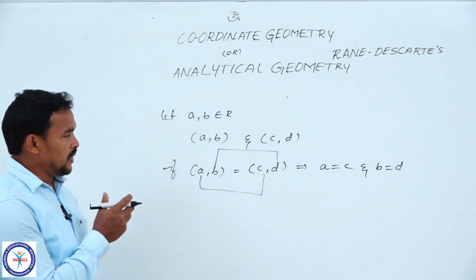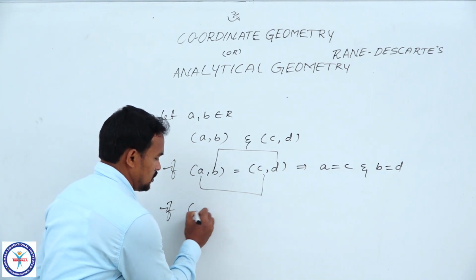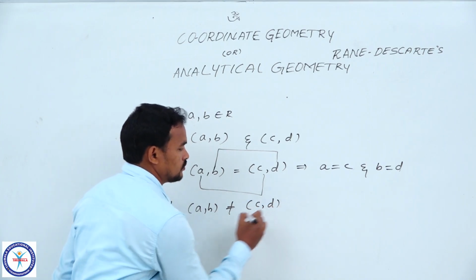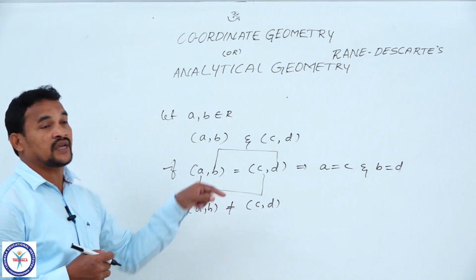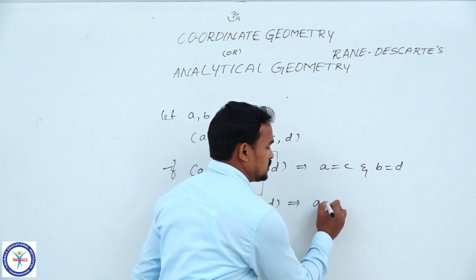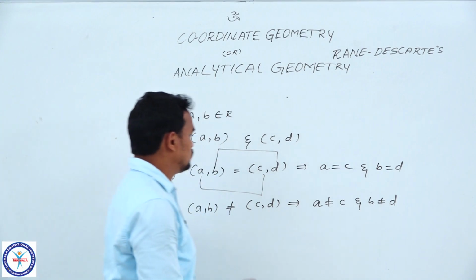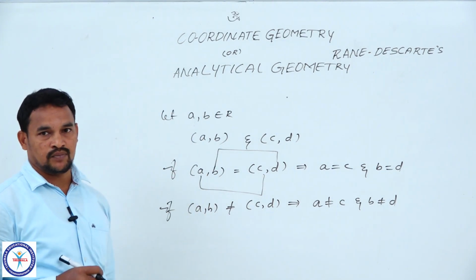If the ordered pairs (A, B) and (C, D) are not equal, then their corresponding elements are not equal. A is not equal to C and B is not equal to D. Based on this concept, we will take some examples.